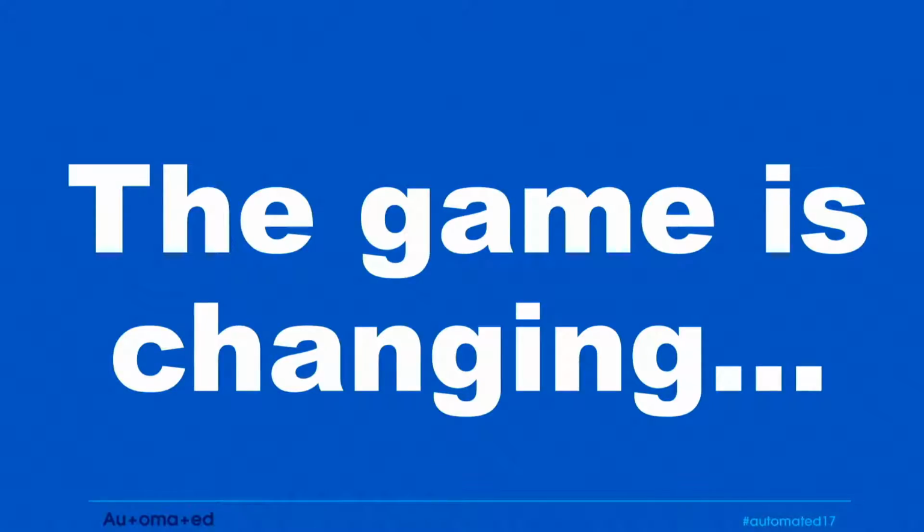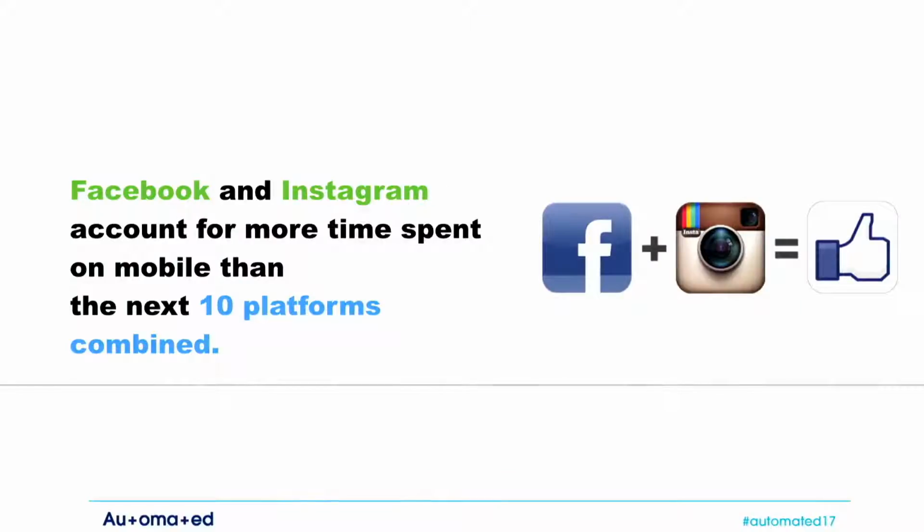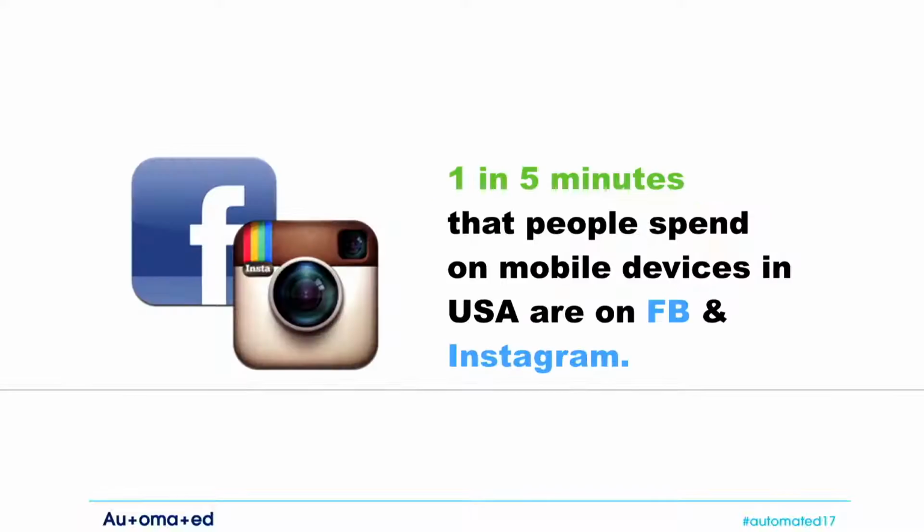So the game is changing, and 67% of consumers start shopping on one device and continue on another. And this is a really big point with the automation for paid media that we're about to dive into, that most people, 2/3 of your customers, are starting shopping on one device and continuing on another. Video consumption is growing, and it's driven by mobile. And by 2018, by the way, Facebook and Instagram account for more time spent on mobile devices than the next 10 channels or platforms combined. 1 in 5 minutes that people spend on mobile devices in the United States are on Facebook and Instagram.